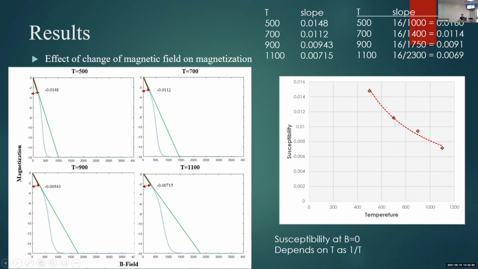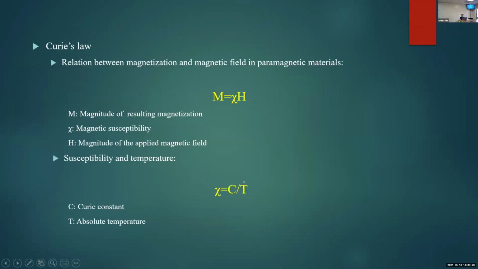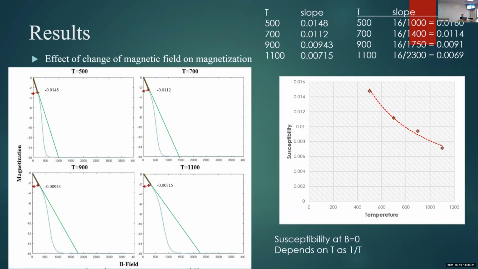And actually I should have put the equation for this plot in Excel, but I don't know why I cannot do that. But the regression that I got was to the power of negative 0.95, which is kind of close to negative one. And we know based on Curie's law that the susceptibility is a function of temperature to the power negative one. So my results are consistent with Curie's law.